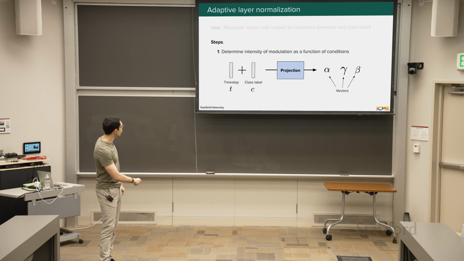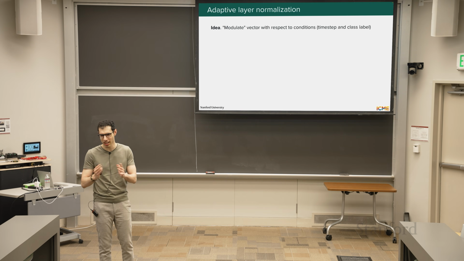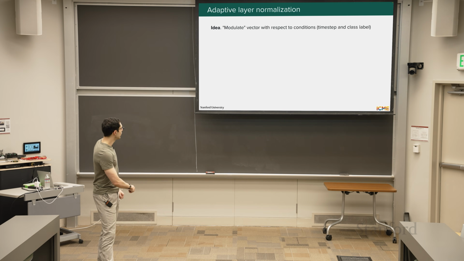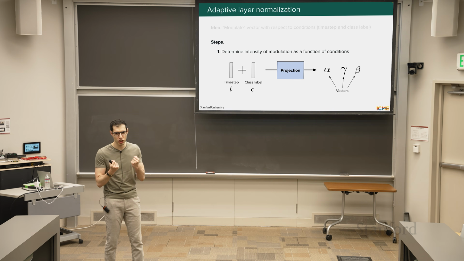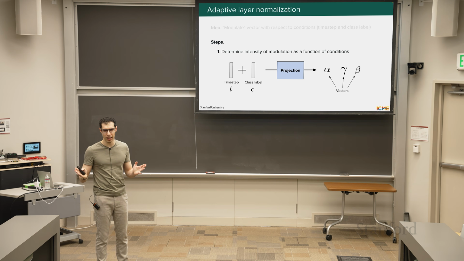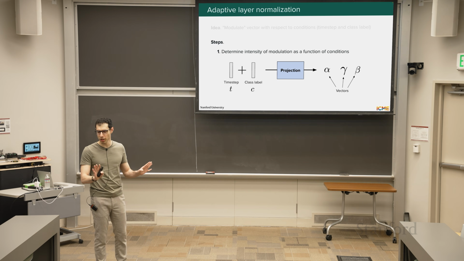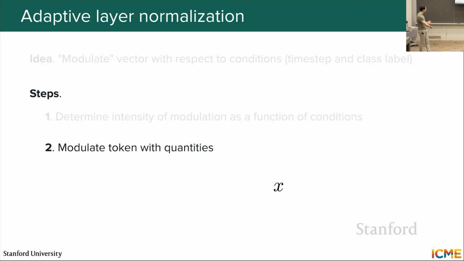So in that sense, what I propose is how about we modulate these tokens? How about we modulate these vectors? So here, what we would do is to take the condition, to take the time step as input, and to obtain some vectors. So let's call them alpha, gamma, and beta. So let's assume we obtain these vectors that are a function of the condition and the noise level. And what we want to do is to modulate the embedding of the patch. So how would we do that?